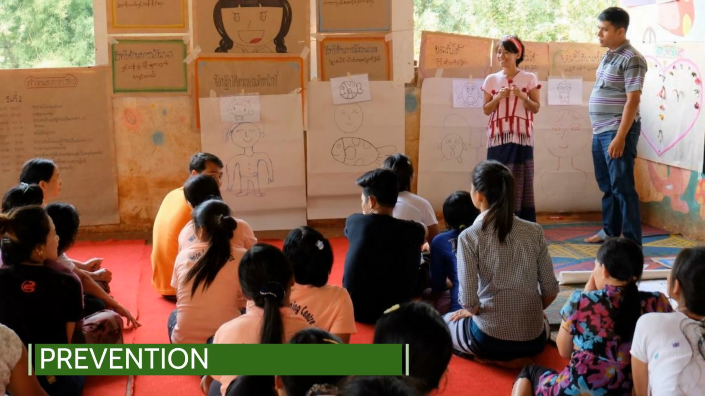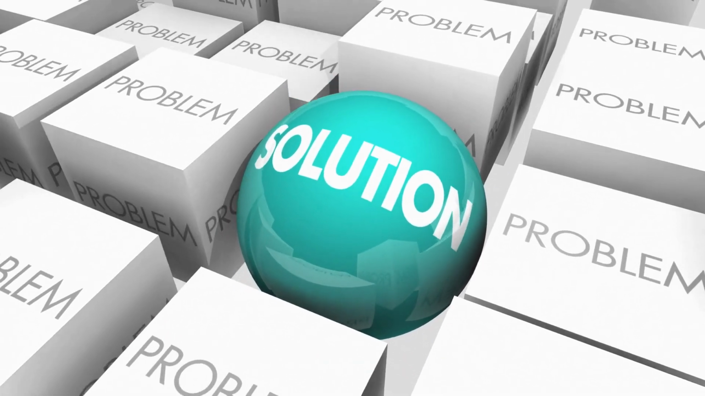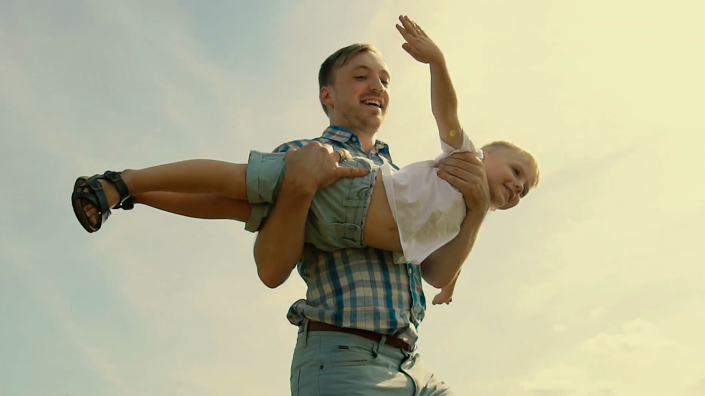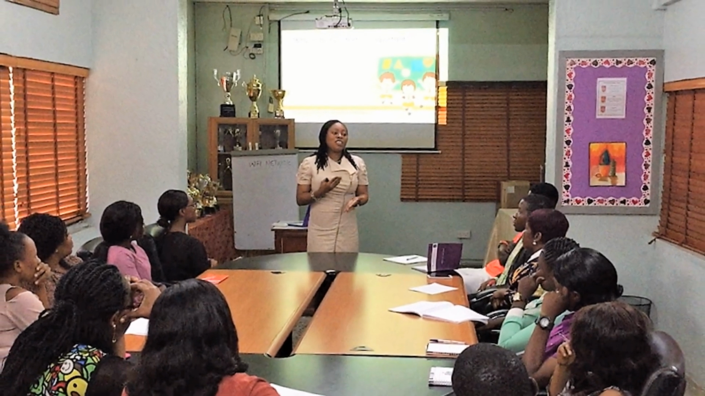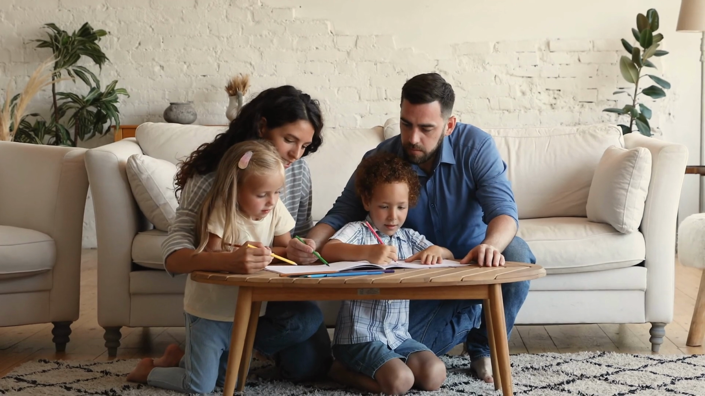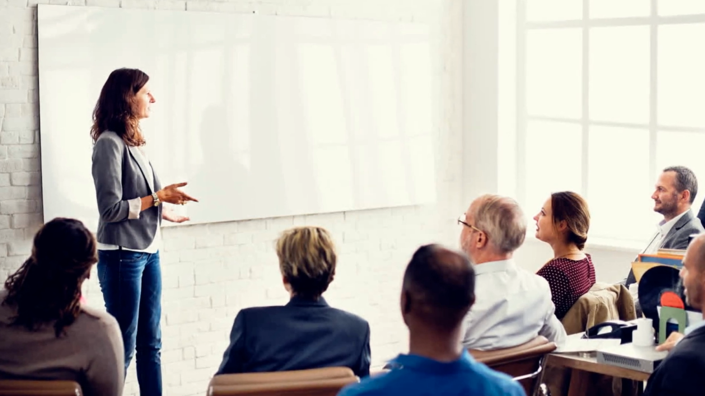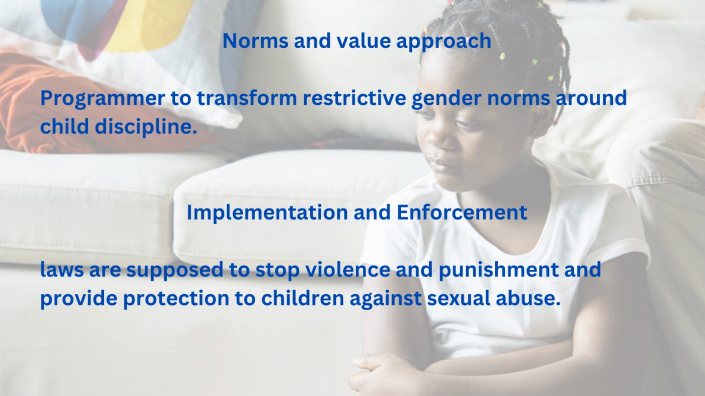Prevention. There are always solutions to every problem. According to WHO, by taking these preventive measures, you can reduce child maltreatment. These preventive measures include: parents and guardians are directed to take sessions to prevent child maltreatment and support healthy development and nurturing. Adequate nurturing is generally delivered by nurses, trainers, and social workers. A norms and values approach, programs to transform restrictive gender norms around child discipline. Implementation and enforcement. Laws are supposed to stop violence and punishment and provide protection to children against sexual abuse.